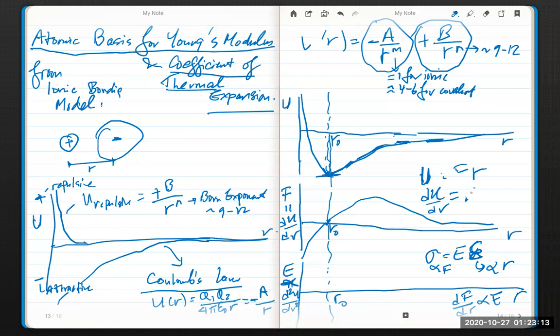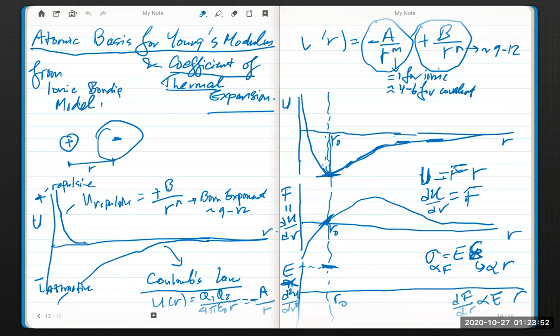dU/dr is equal to F there. And then the slope of F at R naught is actually pretty constant. That's why we have a positive number, maybe slightly declining with increasing R, for Young's modulus. That's why you have a Young's modulus for aluminium, for iron, and so on, a positive number. So that's the basis for Young's modulus from this model. Hopefully you can see the three relationships here: the first derivative, the second derivative.